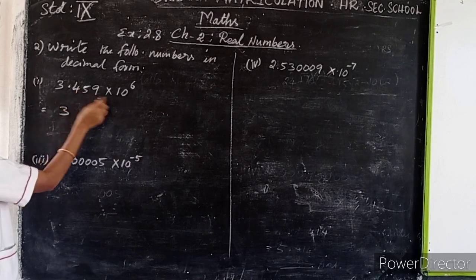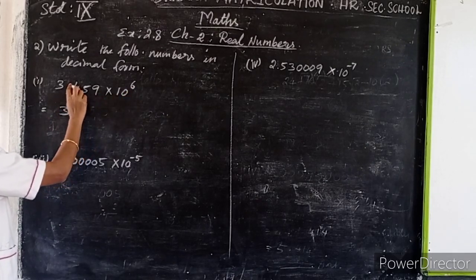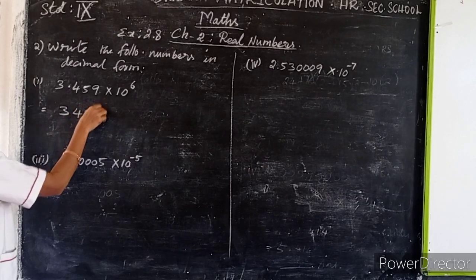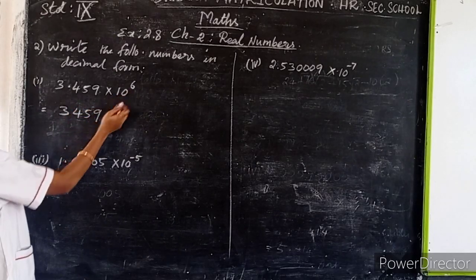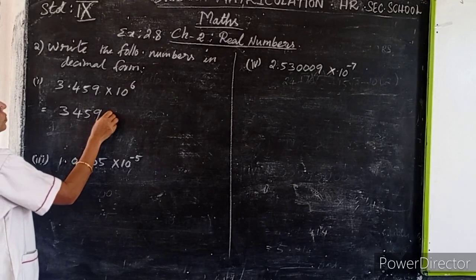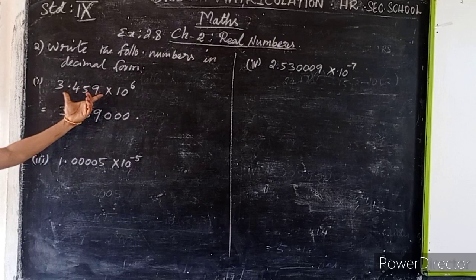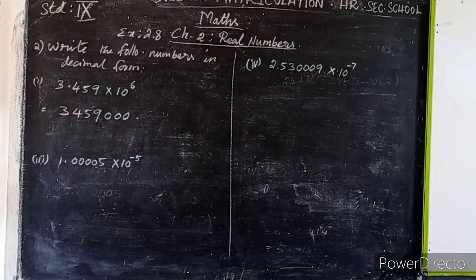So already 6 places want to come. 3 places are there: 4, 5, 9. For the remaining 3 places, we want to add 3 zeros. 1, 2, 3. This is the decimal number for this scientific notation.